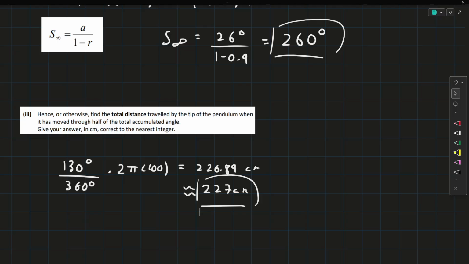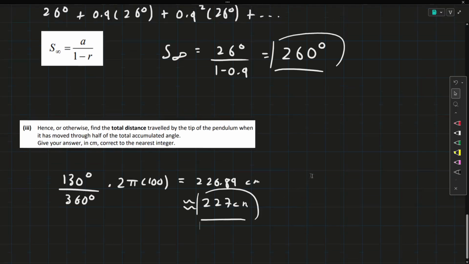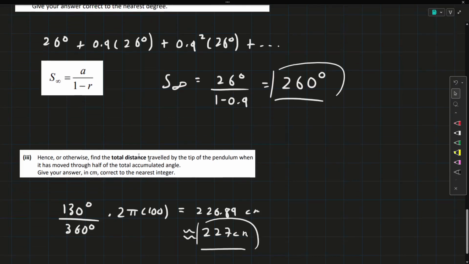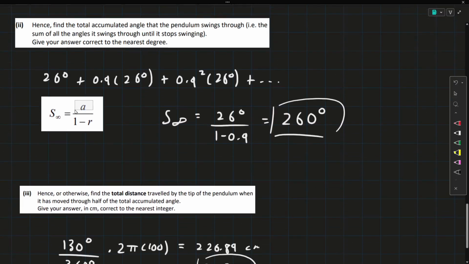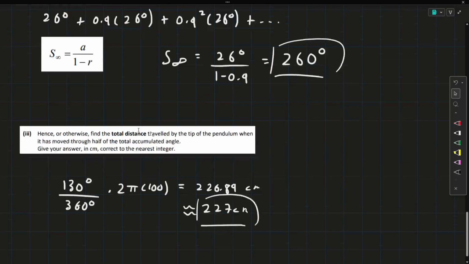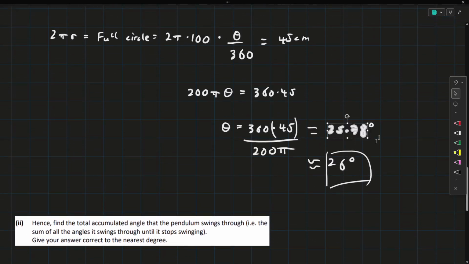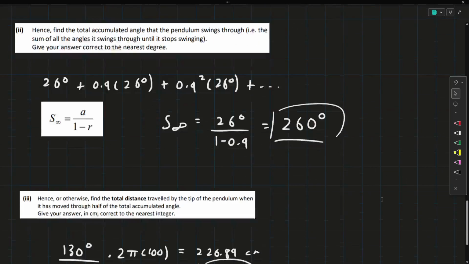The other way you could have done it is you could have said half the distance. So the total distance, when you use the sum of infinity formula, the total distance is going to be 450, and you could just half that as well. So your A would be 45 because it starts with 45 centimeters. Then divide that by 0.9. And then you get 450 and put that in half, and it's 225. So you get a similar answer. Obviously, there's just a bit of difference because of the rounding here. This angle is not exact when we say 26 degrees.